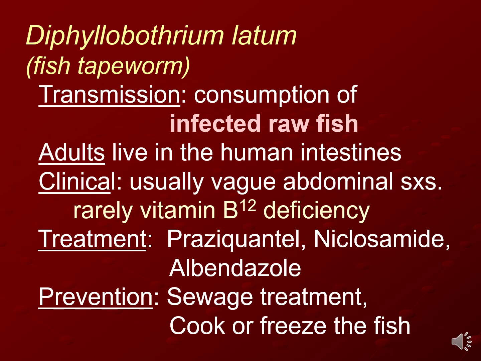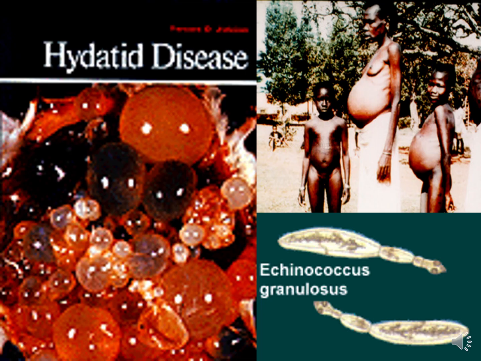Okay, the adults live in the human intestine as well. Clinically, usually little or vague abdominal symptoms. Rarely, vitamin B12 deficiency is associated with Diphyllobothrium latum infection. Treatment, again, praziquantel; niclosamide can be used, or albendazole. Prevention, again: sewage treatment, and cooking or freezing the fish.